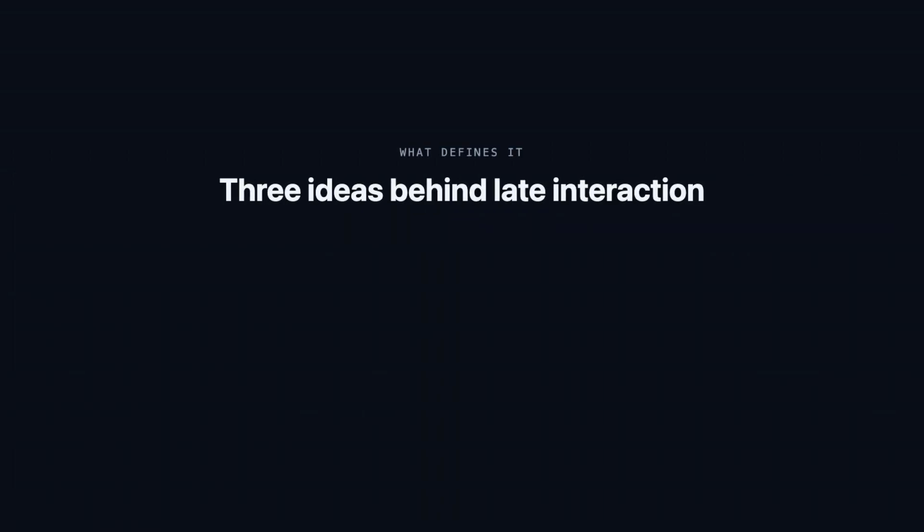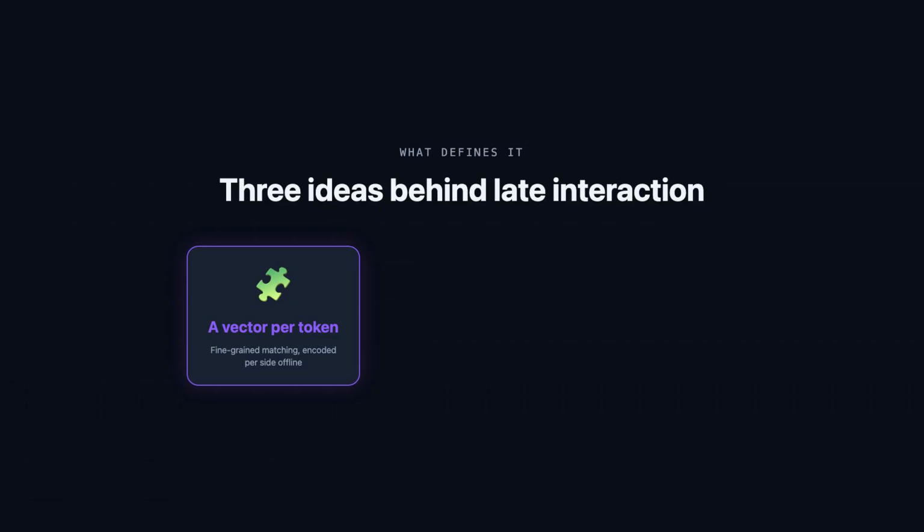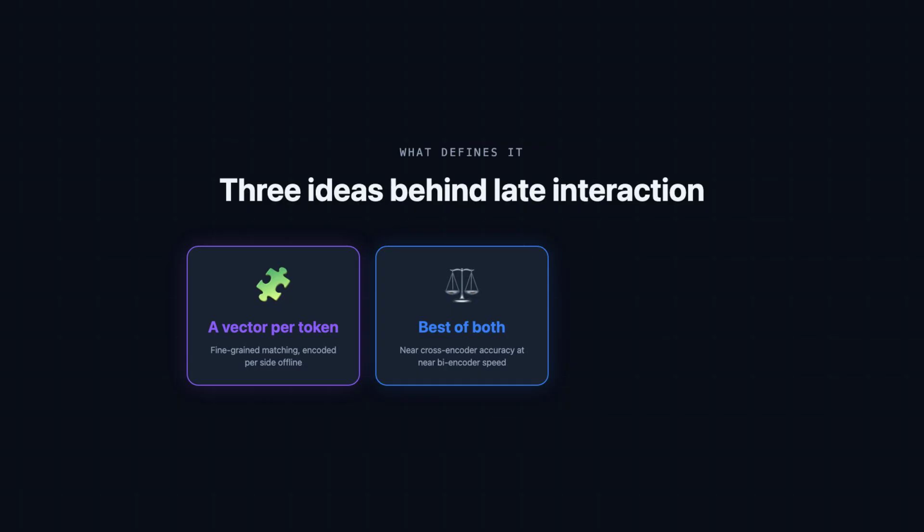Strip it down and three ideas define late interaction. It keeps a separate vector for every token and matches them late. Rather than collapsing a document into one point up front, it preserves token-level detail and defers the comparison to search time, which is exactly where the extra precision comes from. It lands near cross-encoder accuracy at near bi-encoder speed. The expensive encoding is still pre-computed per side, so search stays fast, while the fine-grained token matching recovers much of the quality a full joint model would give you.